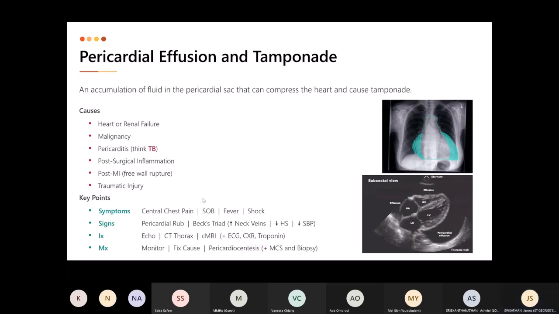The management: if it's not causing any problems and they're post-surgical or it's infection, you might just monitor it. So you might do an echo every couple of days and see whether it's getting bigger. Your main management is going to be fix the cause. So if it is infection, you need to fix that. And a pericardiocentesis or a thoracotomy, as we said.